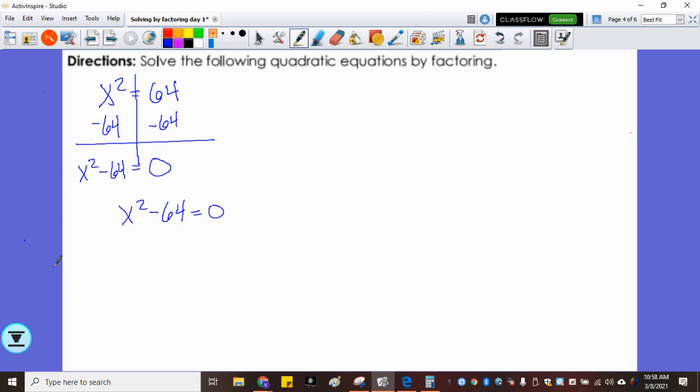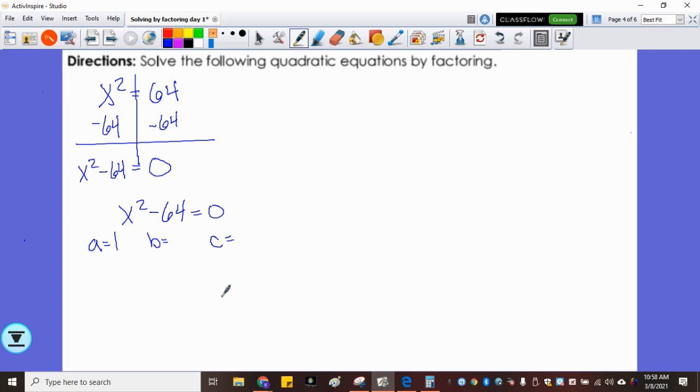All right, we'll just get back in good habits. Is there a greatest common factor between 1 and 64? 1. So if the greatest common factor is 1, you don't have to take that out because they'll stay the exact same. So A equals 1.